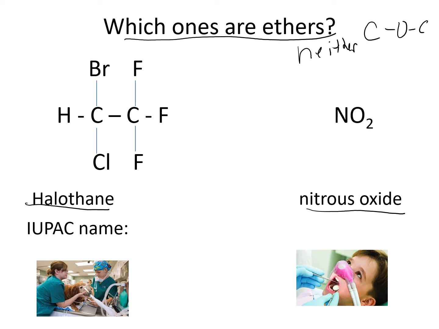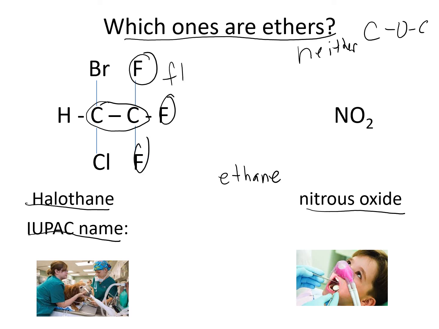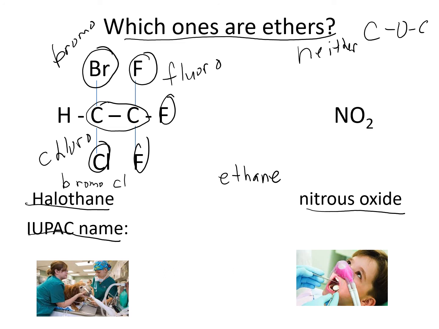But we could do some practice naming these following our IUPAC rules. We have two carbons in this compound, so the parent would be ethane. And then we have groups of fluoros, and we have a bromo and a chloro. So we want to put those in alphabetical order. So bromo comes first, then chloro, and then we have three fluoro, so we're going to put trifluoroethane.